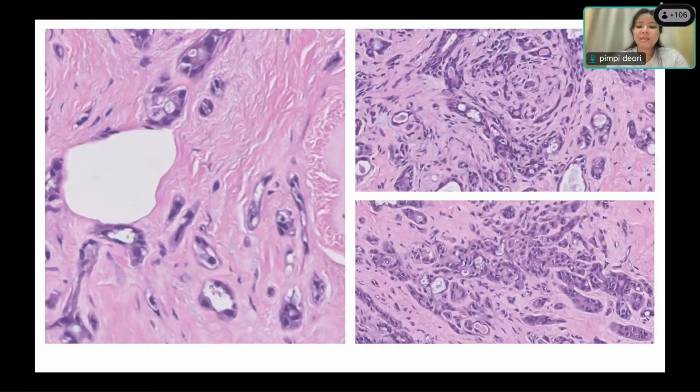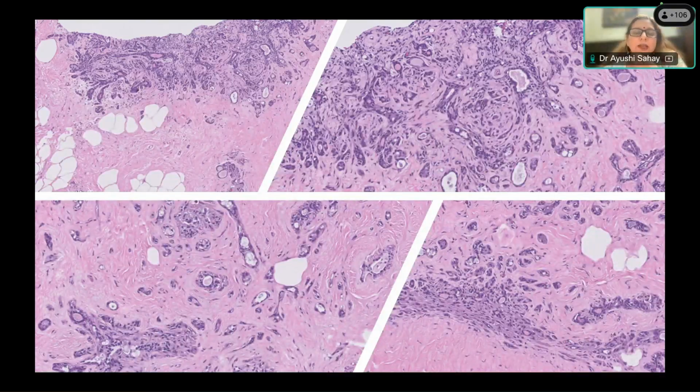Ma'am, according to me, it may be metastatic carcinoma, since the family history is there. In light of the history, you think that this could be a metastasis of the high-grade serous ovarian carcinoma to the breast? Yes, ma'am. Okay. Now, do any of the PGs have any different opinion, or any differentials?